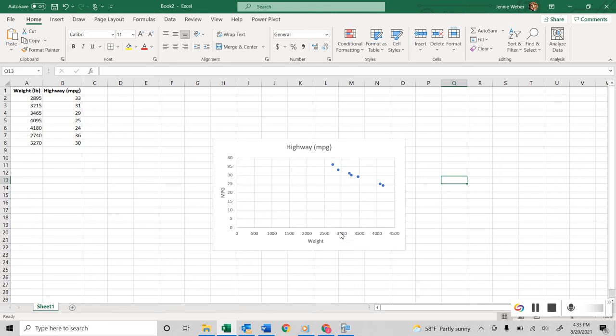But for right now, we're just, okay, be able to make the scatter plot, and then we're looking for, does it more or less make a straight looking line?